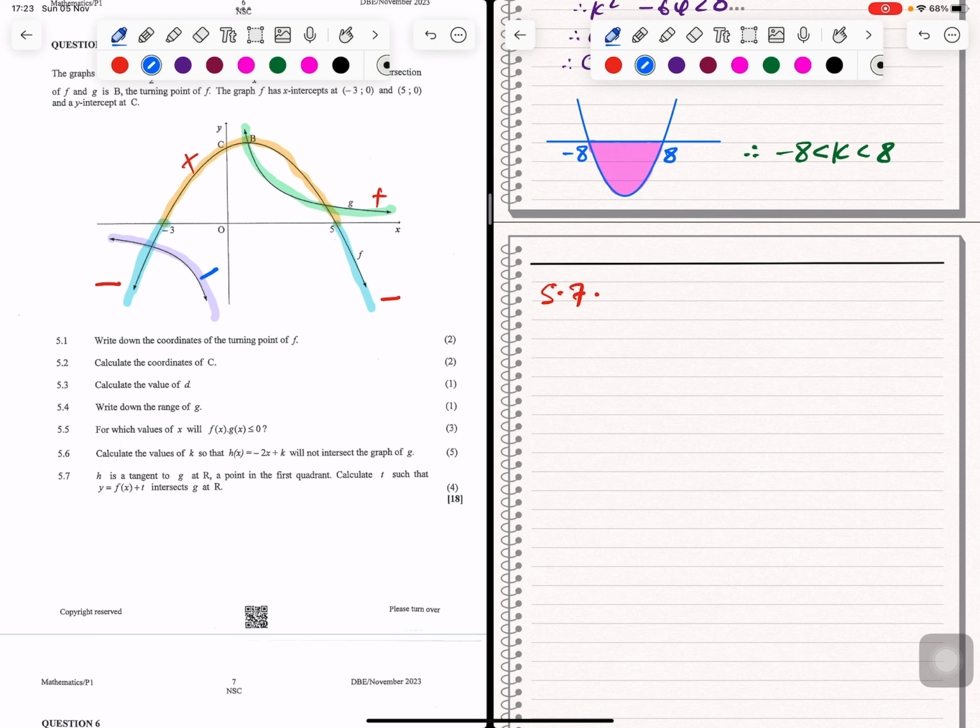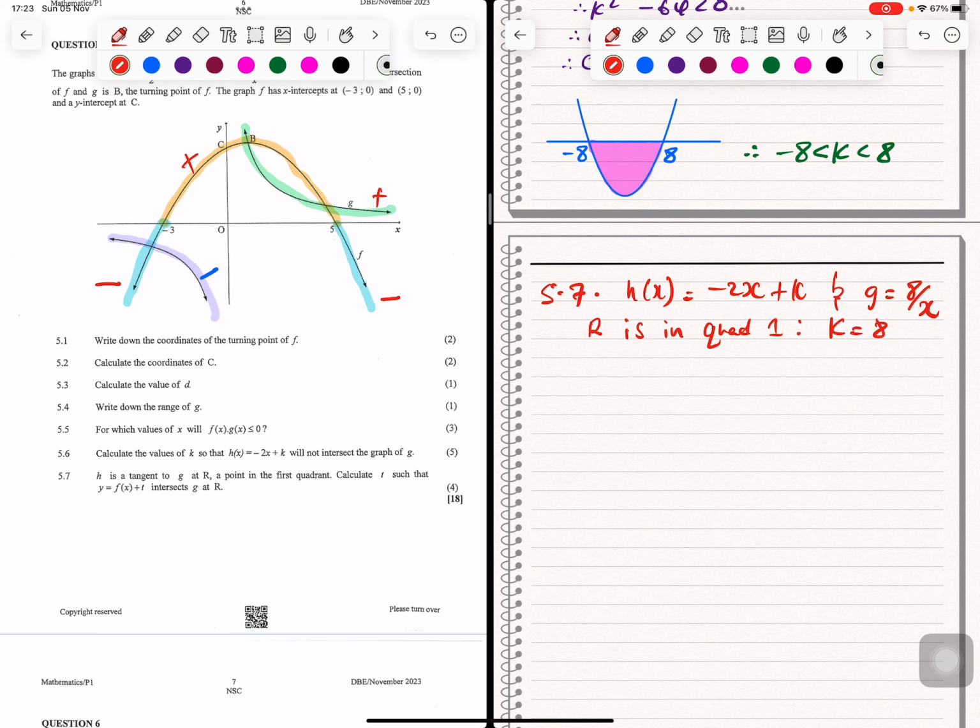So we have the graph of h. It's h and g that really matter here. So h is equal to minus 2x plus k, and g is equal to 8 over x. But now what they are telling us is that point r is located in the first quadrant. Therefore, because of k, we have two possible values of k there. So k is going to be equal to 8 right there.